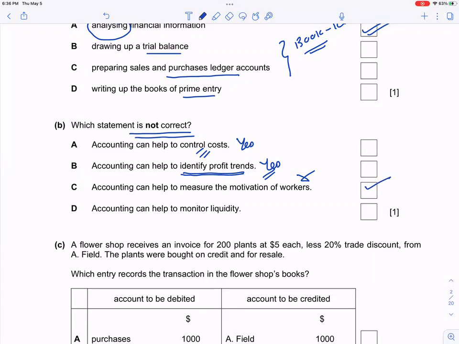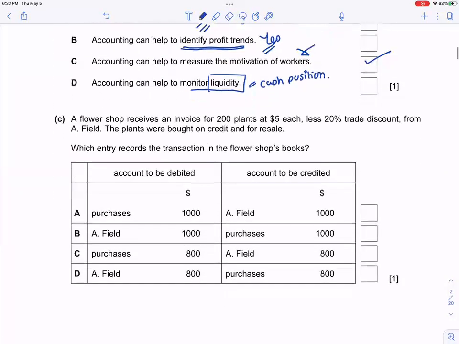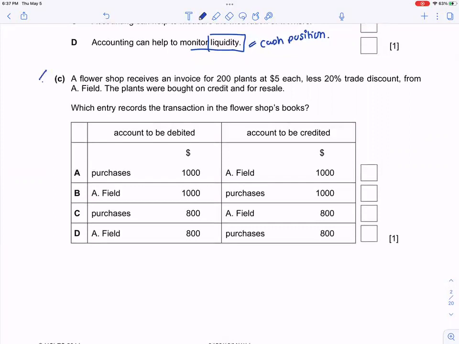Can an accountant monitor liquidity? What is liquidity? Turning your assets into cash without any loss. Liquidity tells you your cash position. I hope you all are doing it simultaneously along with me. Okay, fine. Come on, read this and see what you all understand.